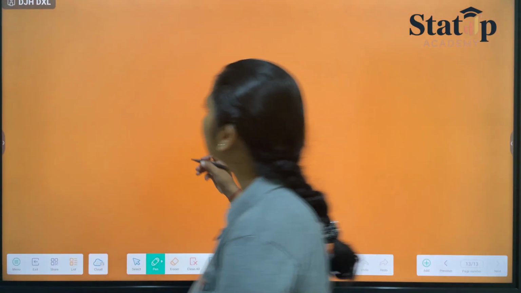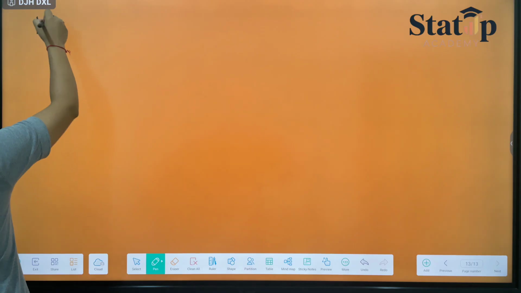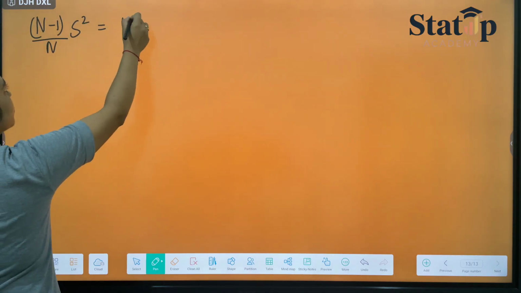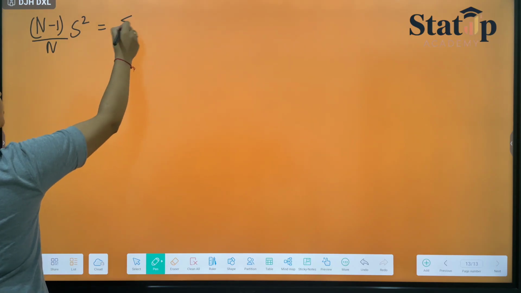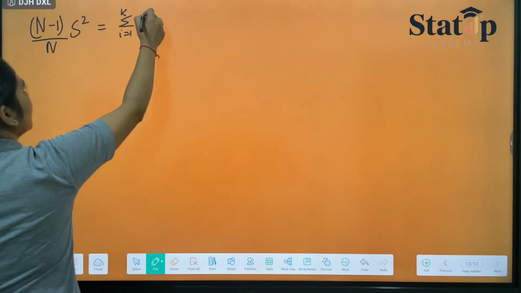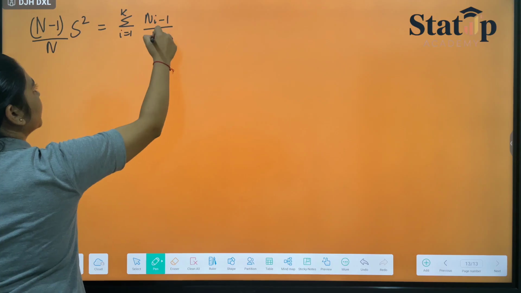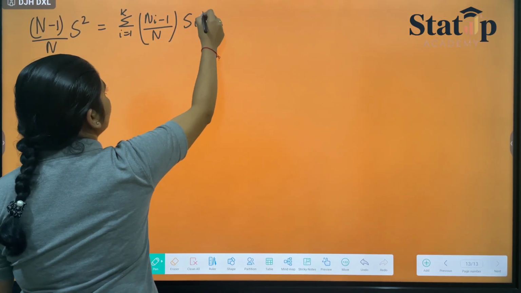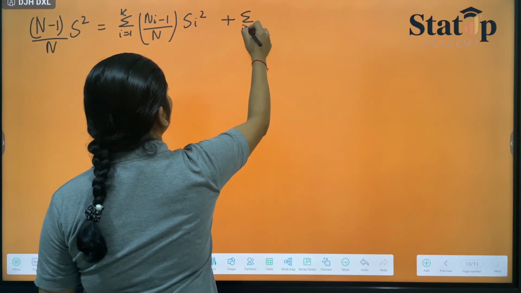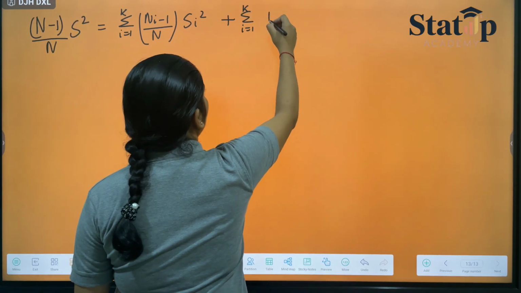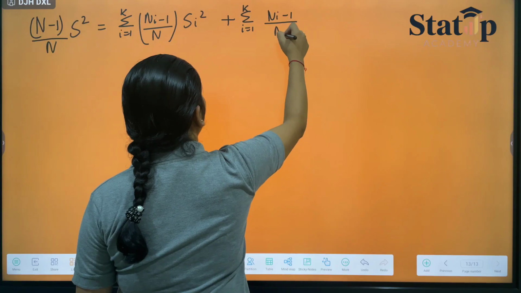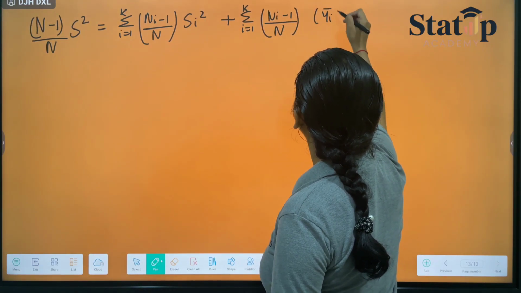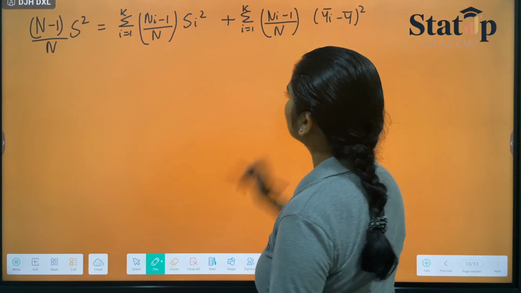we will divide the whole equation by capital N. So we are left with (n minus 1) upon n s square is equal to summation i goes from 1 to k (ni minus 1) upon capital N into si square plus summation i goes from 1 to k (ni minus 1) upon capital N into (yi bar minus y bar) whole square.